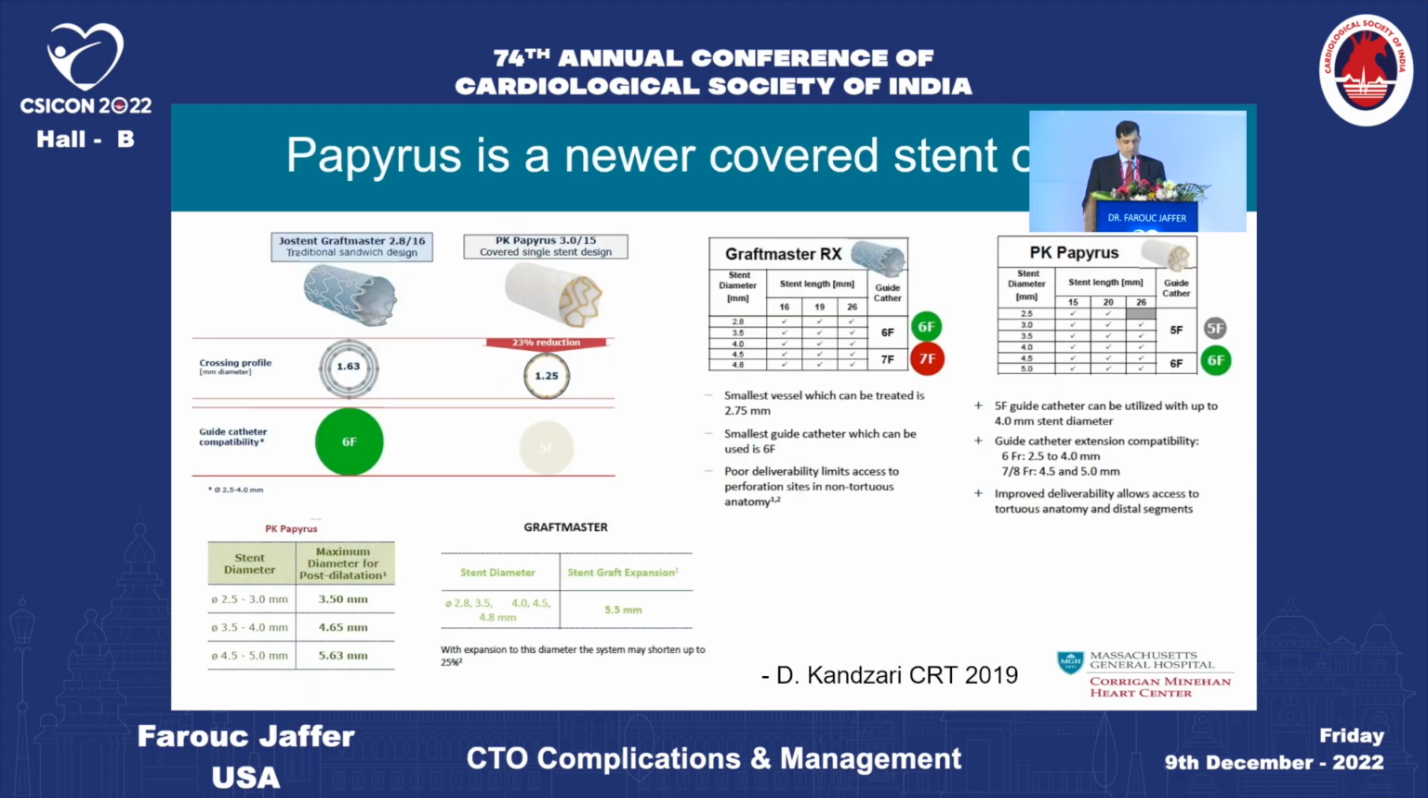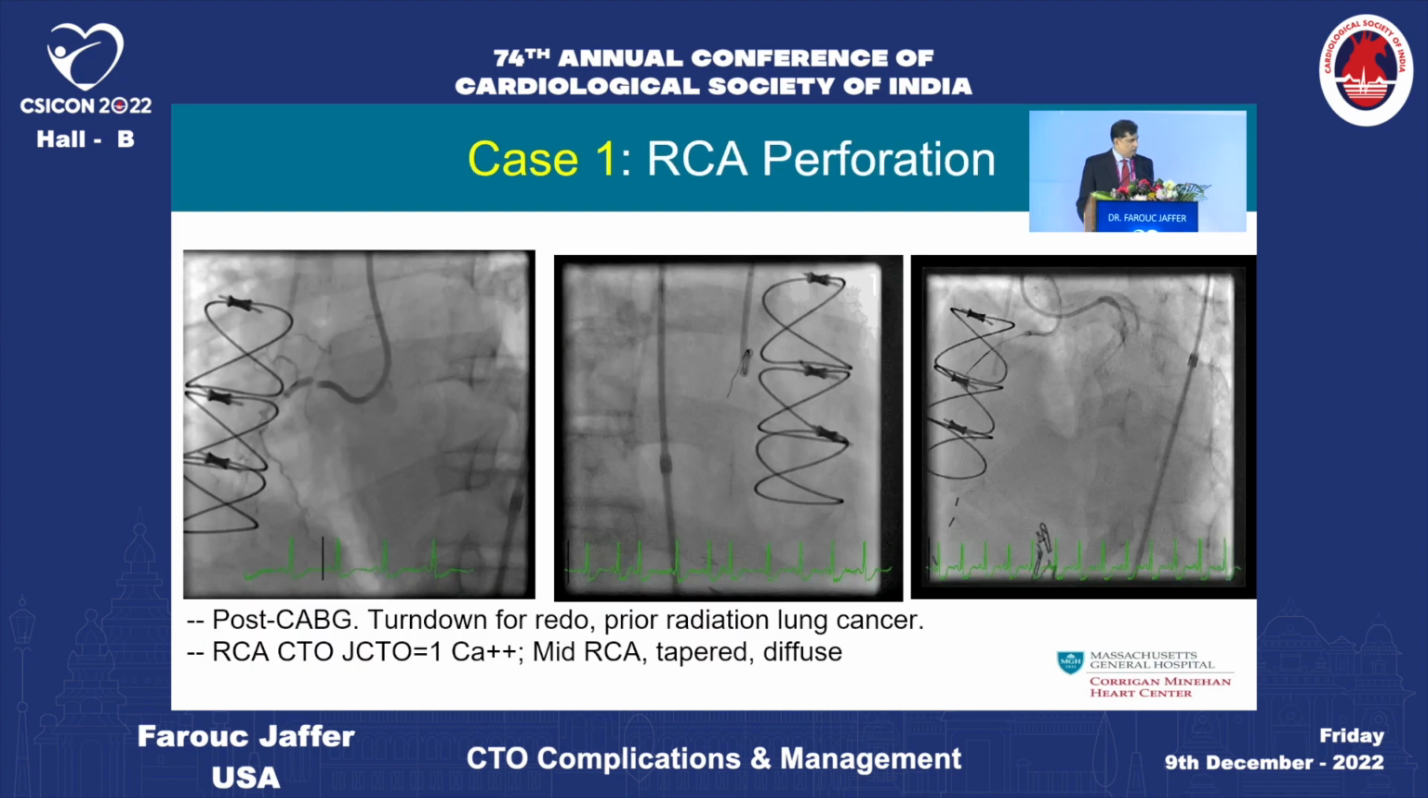The Papyrus stent, which I know is not routinely available everywhere, is a really significant upgrade for covered stent delivery. Hopefully it will be universally available. It really improves the delivery in these stressful cases and can be used in 6 French guides and 6 French guide extensions in such situations. Just because of time, I'll fly through a few perforations.